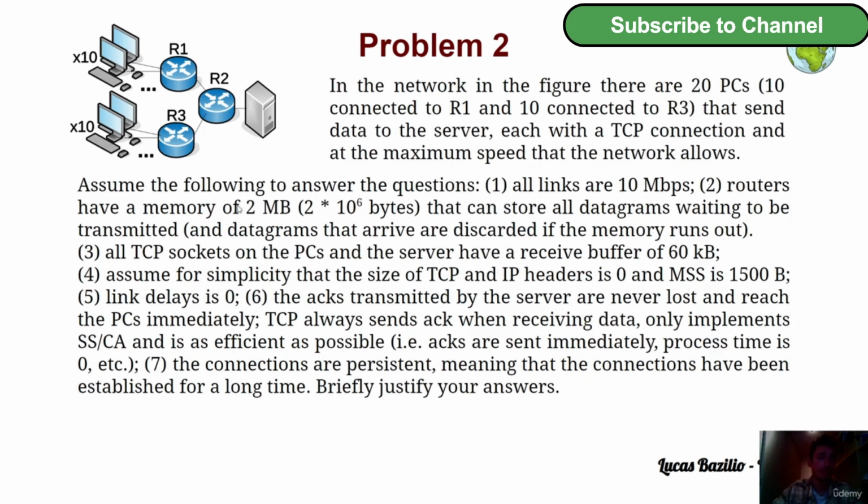This question is very simple. Keep in mind that all of the PCs are transmitting data to this server: the 10 PCs over R1 are transmitting information to the server, and also the 10 PCs over R3. What is going to happen? Remember the first assumption: all links are 10 megabits per second. This is the maximum speed that we can transmit over a link.